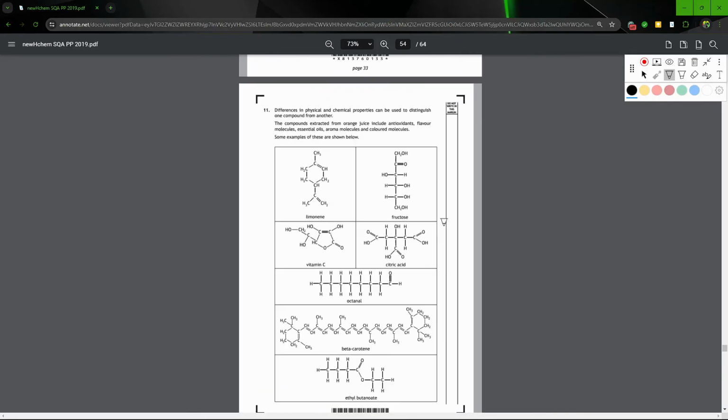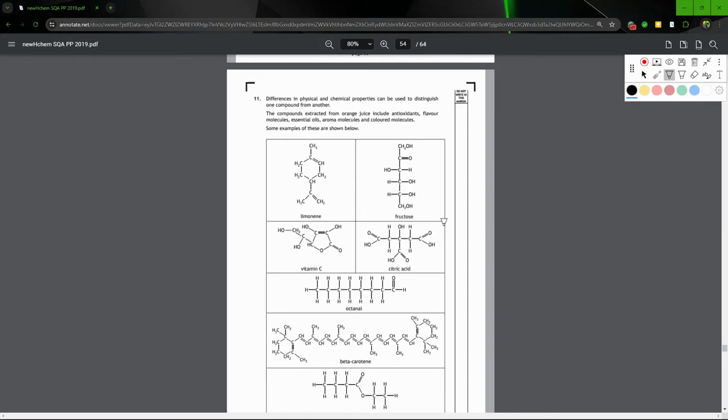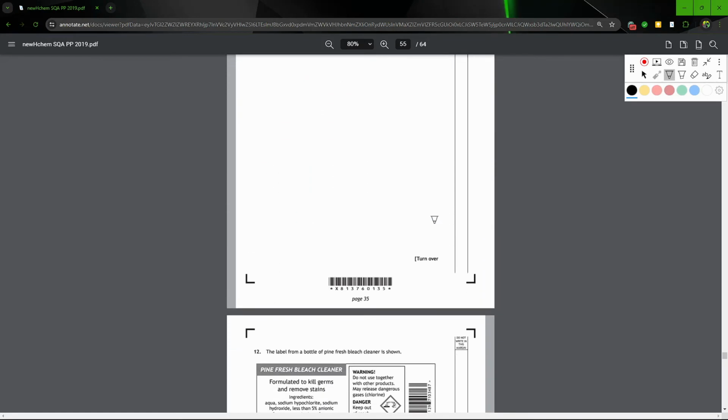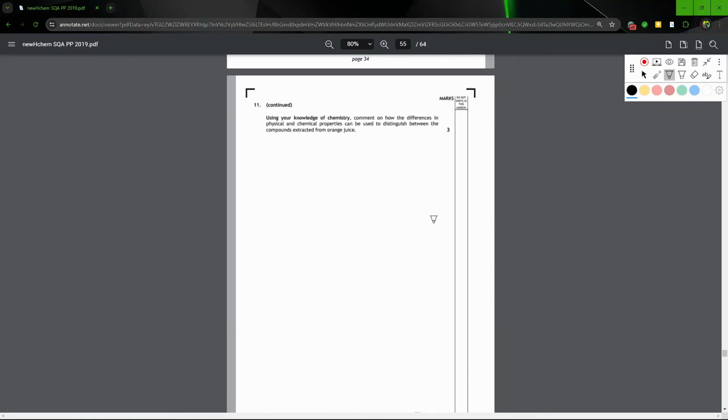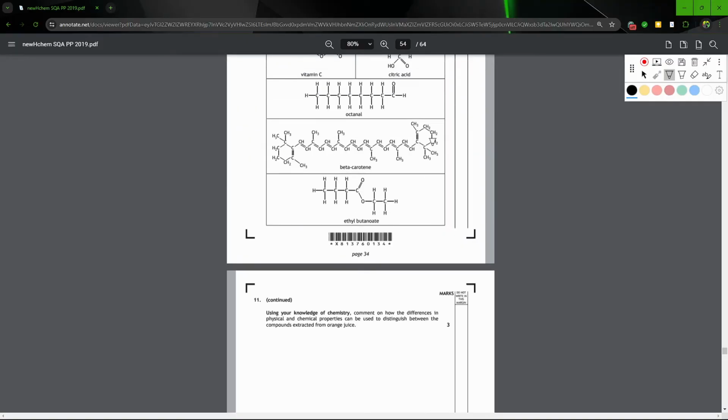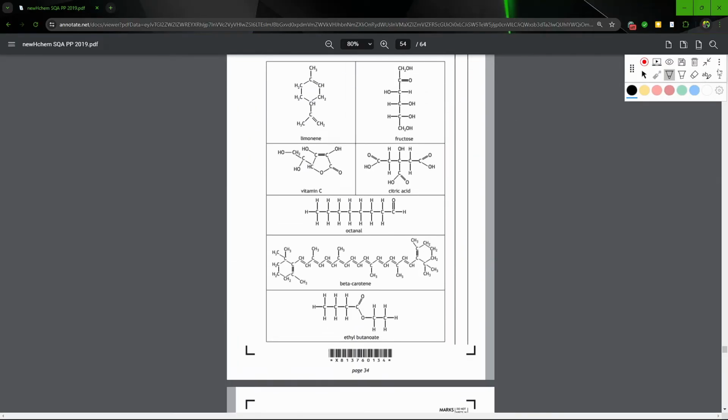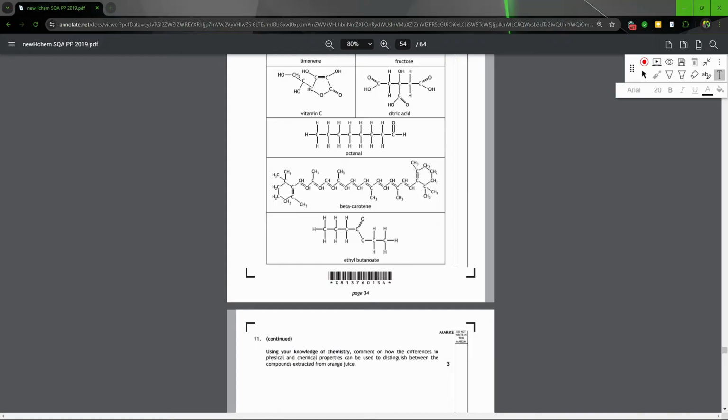Ooh, we continue. Always at the last bit of the paper. Oh, can't wait. Differences in physical and chemical properties can be used to distinguish one compound from another. These compounds extracted from orange juice include antioxidants, flavor molecules, essential oils, aroma molecules, and color molecules. Some of these are shown below. Using your knowledge of chemistry, comment on how the difference between chemical and physical properties can be used to distinguish between the compounds extracted from orange juice. Oh boy, this is going to be a bit of a difficult one, but I'm sure we can get through it, just as long as we stick together.